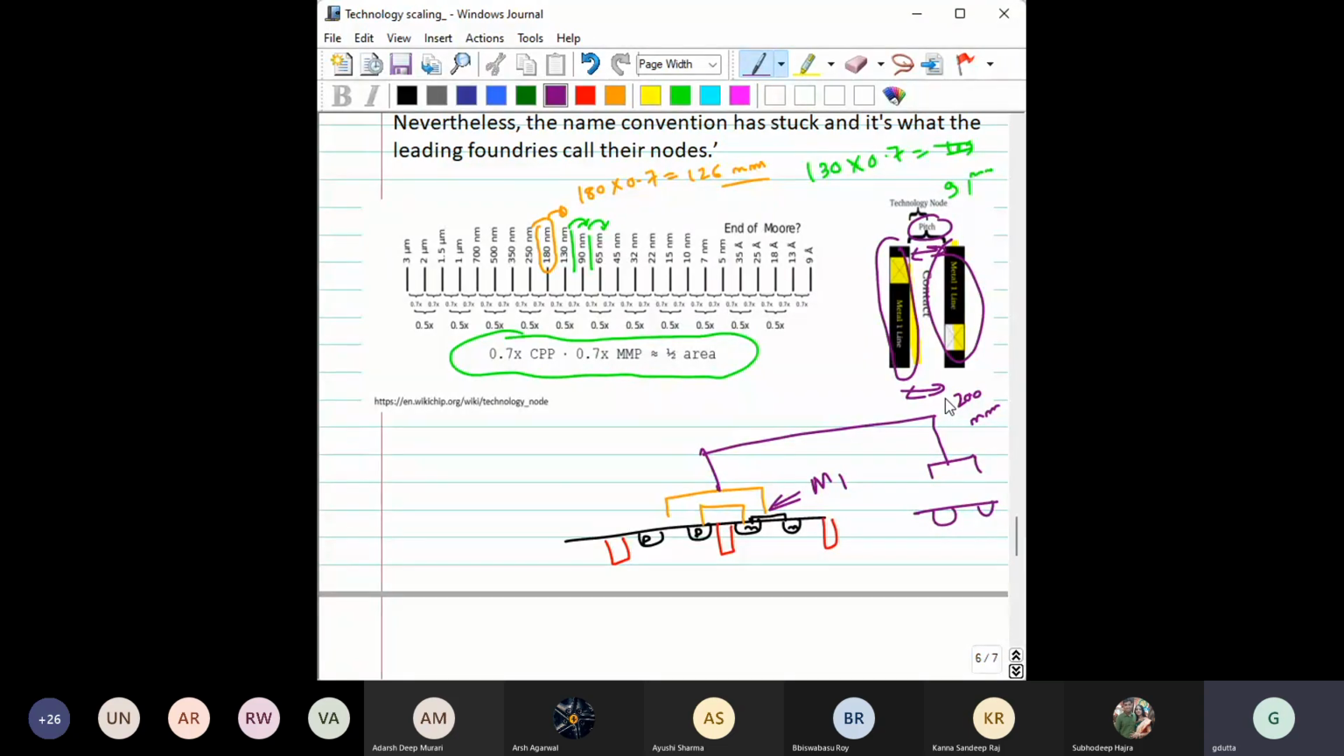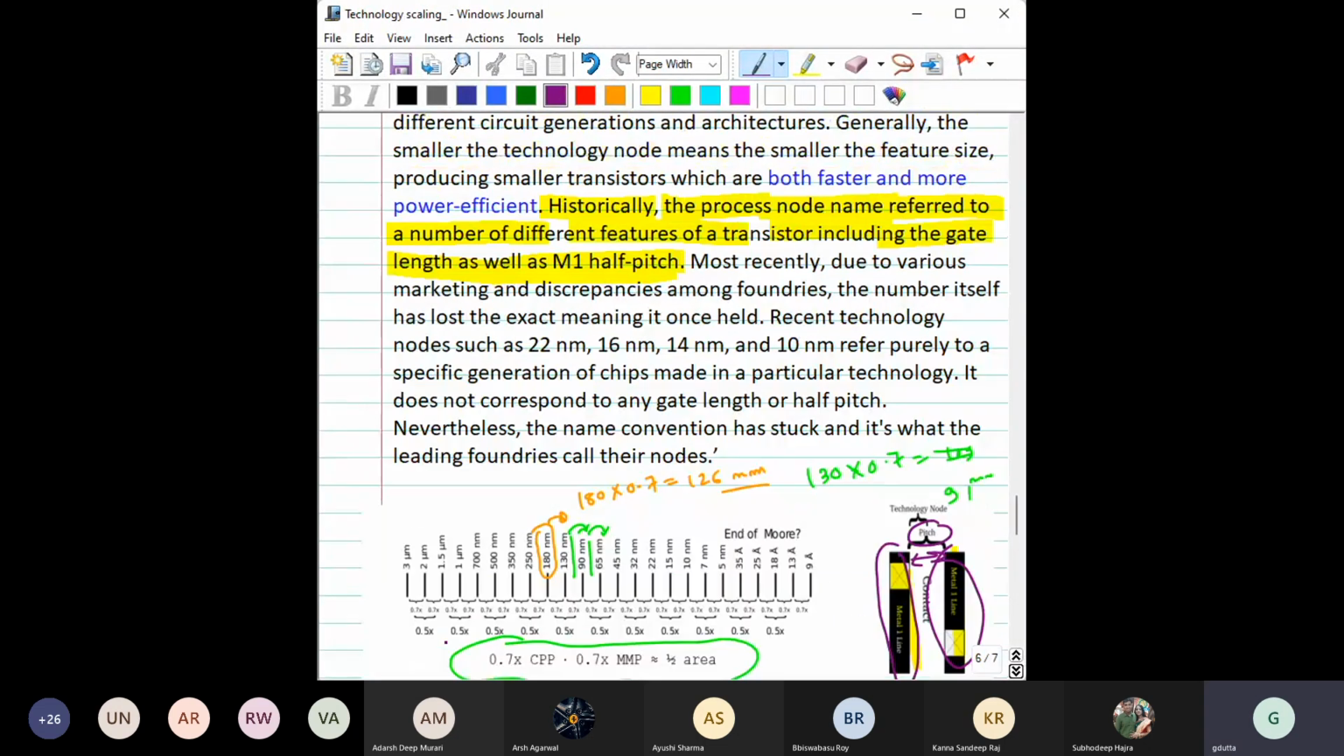Earlier, you could not compare Intel 10 nanometer with TSMC 7 nanometer. Now you have to compare Intel 10 with Intel 16 or Intel 18. You understand? Because now there is no physical relation between one company and the other company. There is no relation between them.